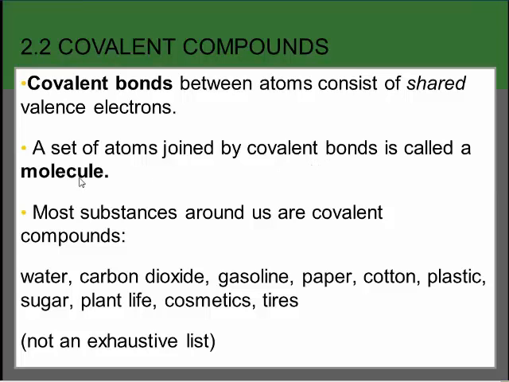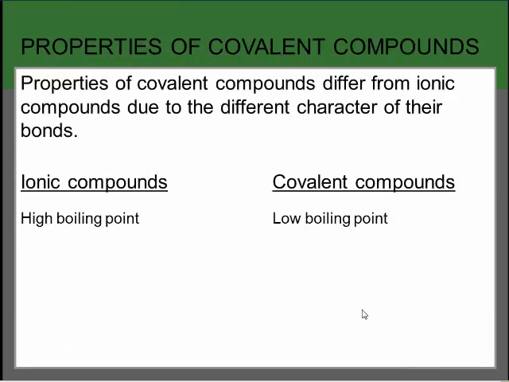are covalent compounds, like water, CO2 or carbon dioxide, gasoline, paper, cotton, plastic, sugar, plant life, cosmetics, tires. This is certainly not an exhaustive list. So this is just a few examples of covalent compounds. Most substances are covalent compounds. And the properties of these covalent compounds certainly differ from ionic compounds due to the different nature of their bonds.